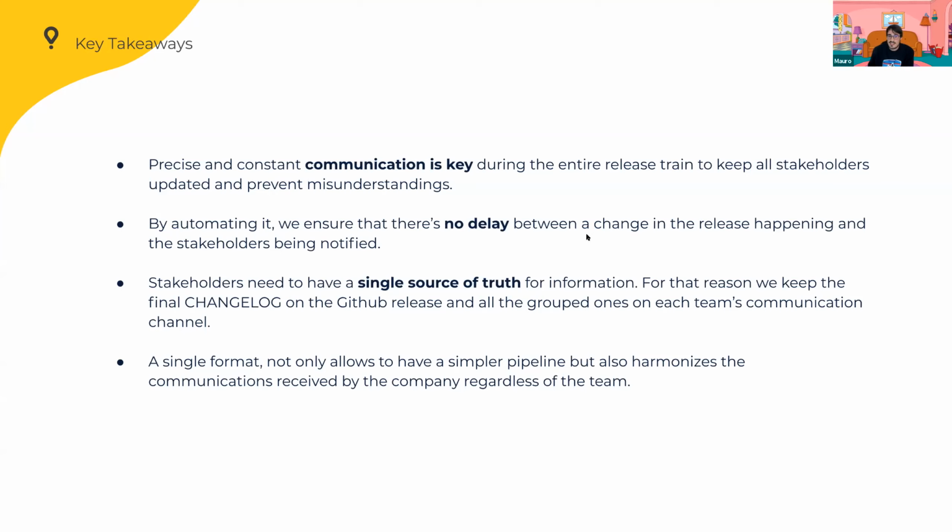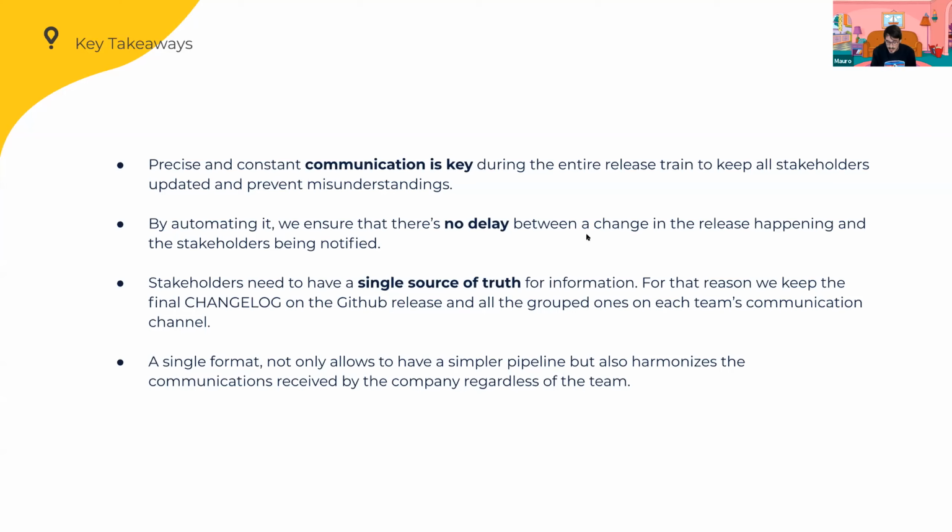Then stakeholders need a single source of truth for information. So one is the Slack channels that I mentioned, which are segmented per team, but we also keep the final changelog and the final release notes in our GitHub release, so that it's always accessible by everyone.